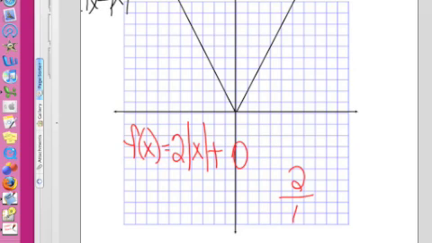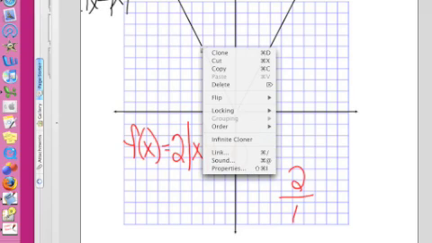Oh, hold on. How do you go up 2 over 1? How do you graph that? Just like that. You start at 0. I need to show you that because you're not going to have a V that you can play with.